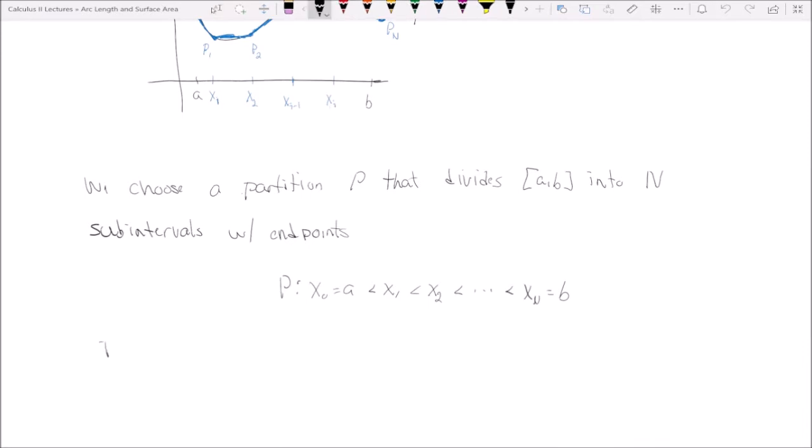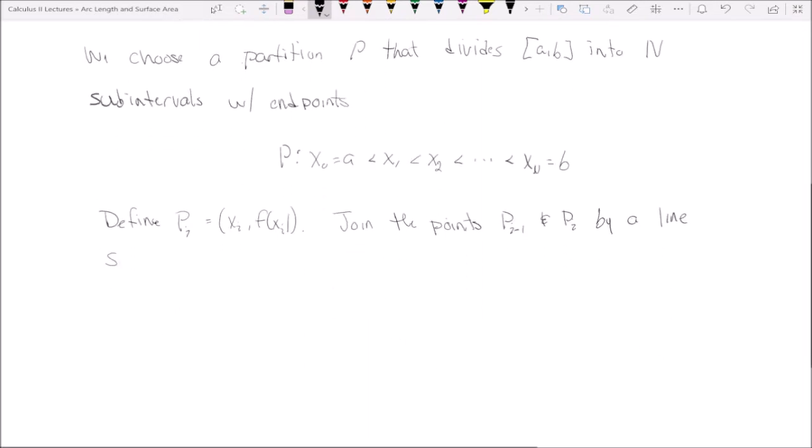So what we do is define the point Pi to be, obviously, the ordered pair xi, f of xi. Join the points, call it Pi minus 1 and Pi, by a line segment, call it Li.